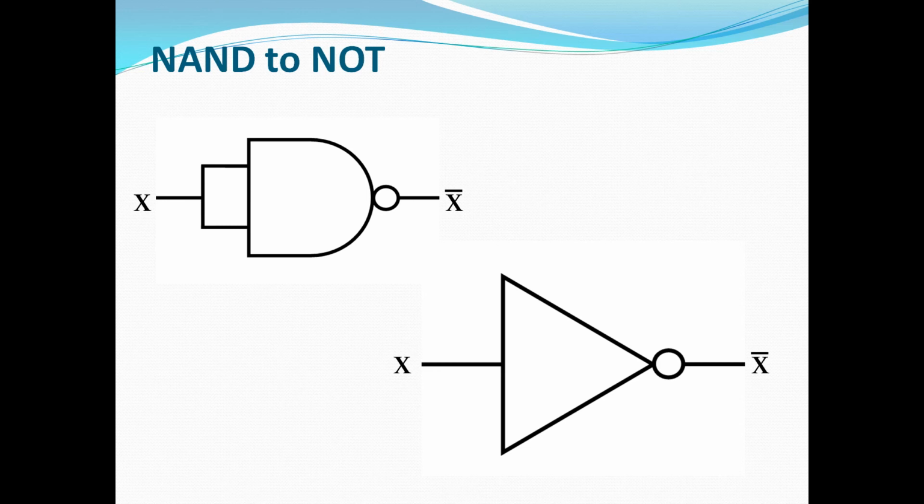In that NOT gate we can see one input and one output. X is the input, then x dash will be the output. In the first figure also it is the same thing: x is the input and x dash will be the output. In both figures, only one input is there and one output. So when you implement the NOT operation, the two NAND inputs should be connected together so that it works like a NOT operation.